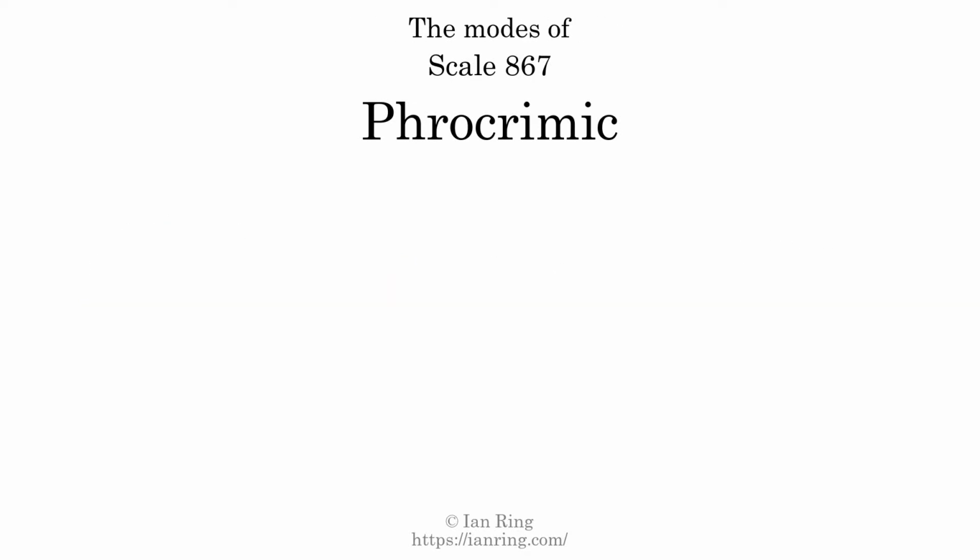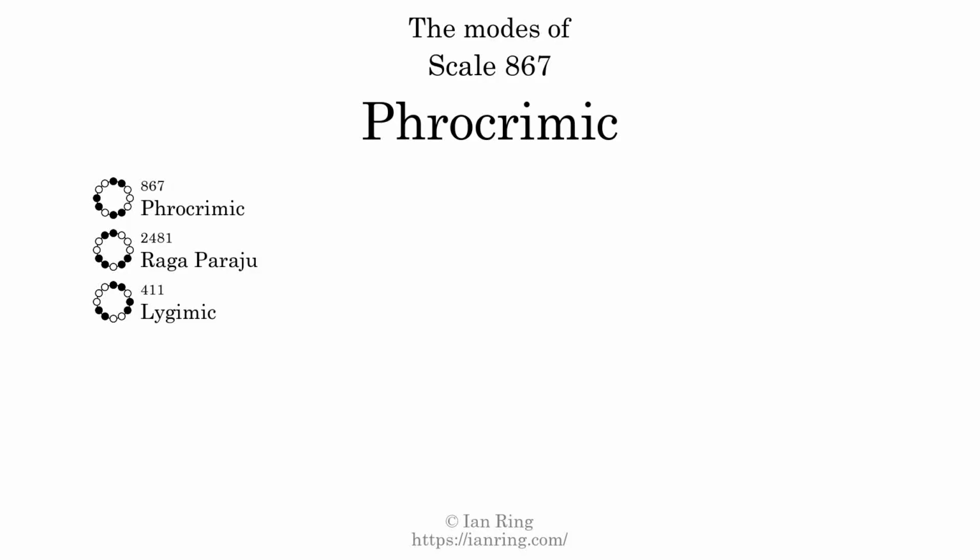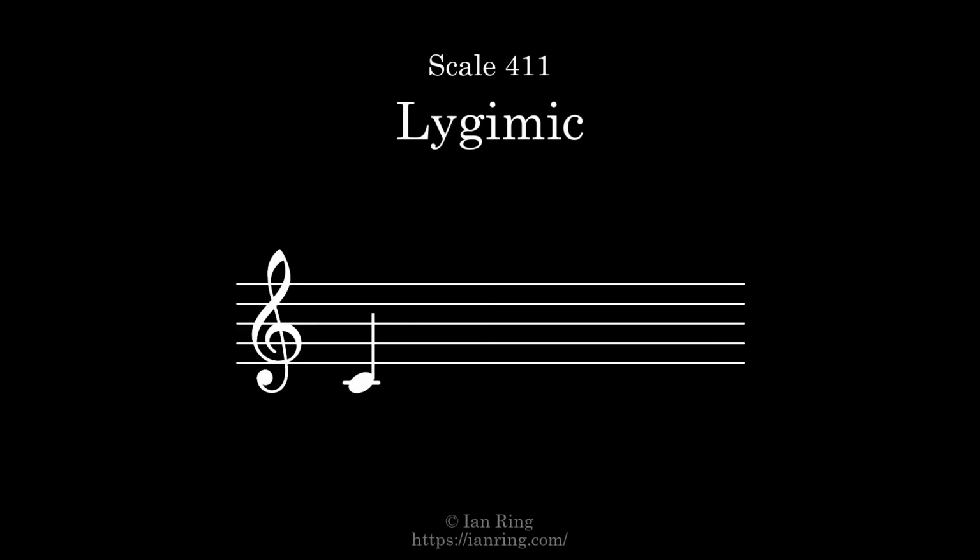This scale has 6 modes. The first mode is itself. The second mode is scale 2481, also known as Raga Paraju. It sounds like this. The third mode is scale 411, also known as Phrocrimic. It sounds like this.